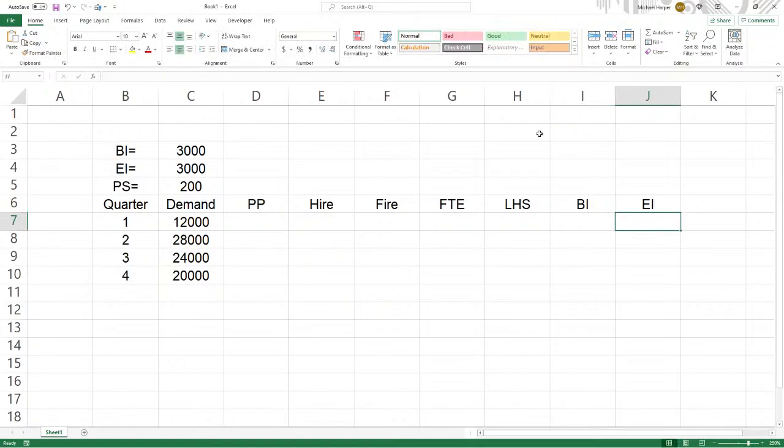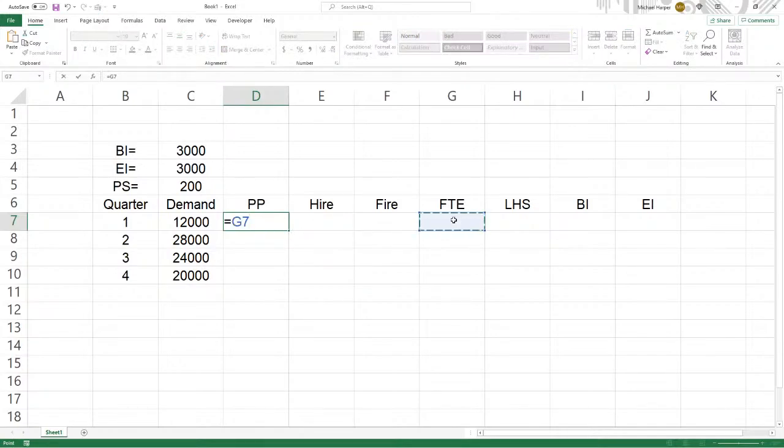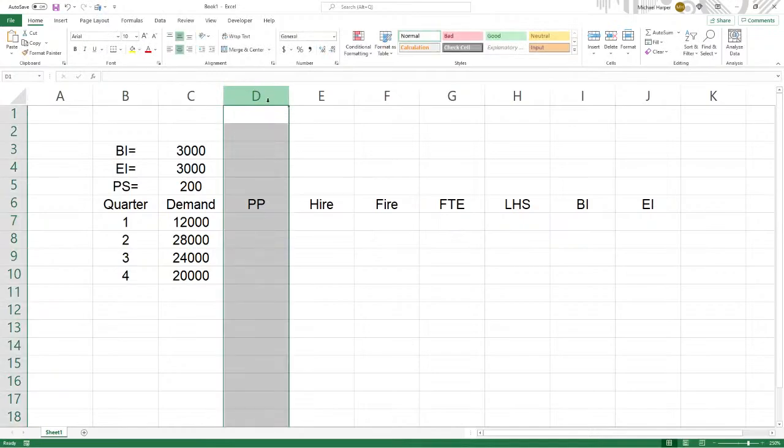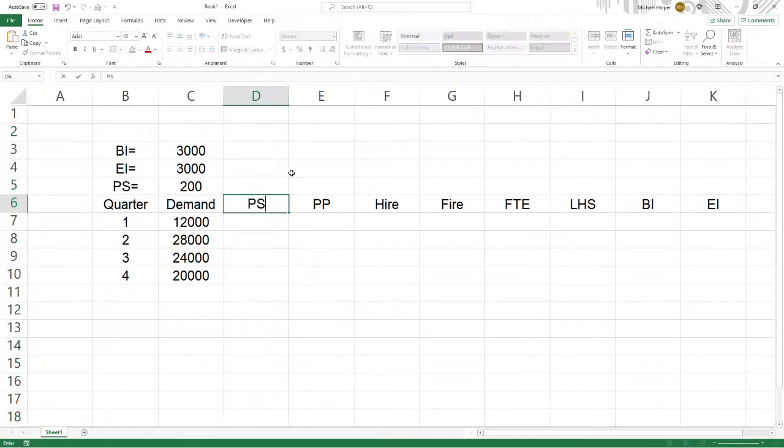So let's start filling this in. Okay, first of our production, well, that's simply going to equal our FTEs times our production standard. Let me put my production standard in here. Why not? That equals 200.